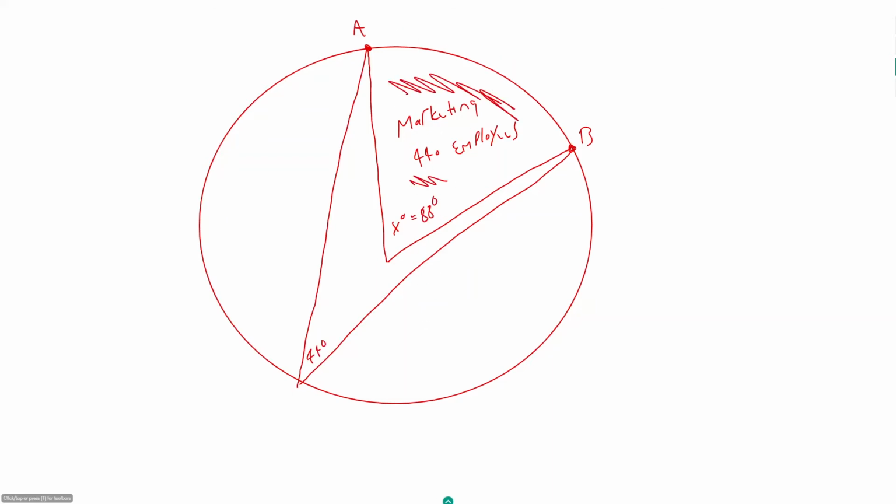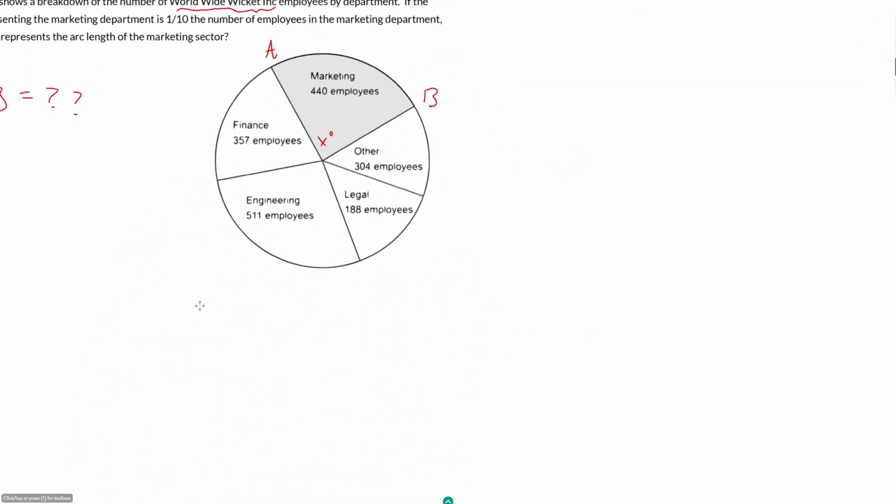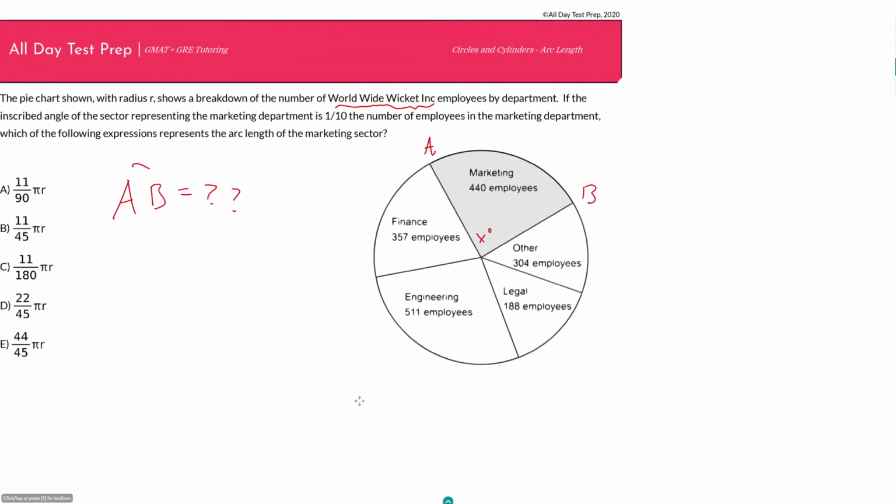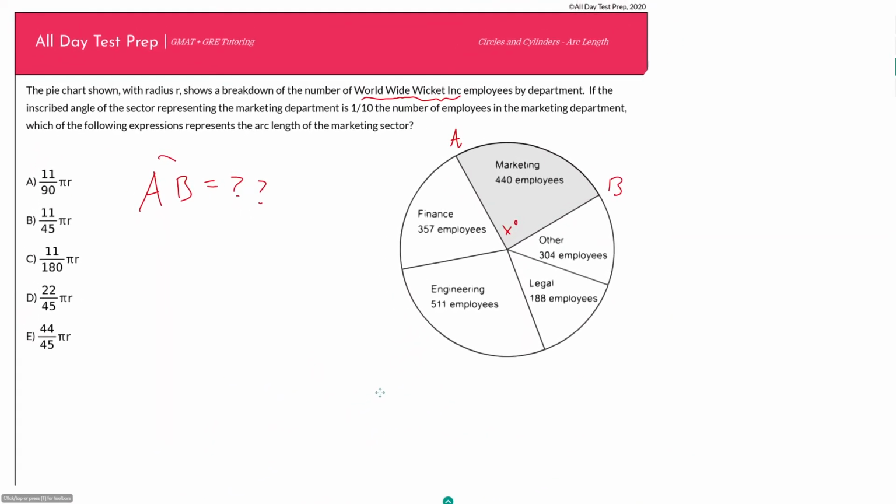And we want to find this arc here. So the central angle, as we said before, is the one that matters. This was 88 degrees. So this arc length here should be a portion of our circumference all the way around our circle, which is just 2 pi r. What portion will that be? Well, it should be 88 over 360 of 2 pi r.